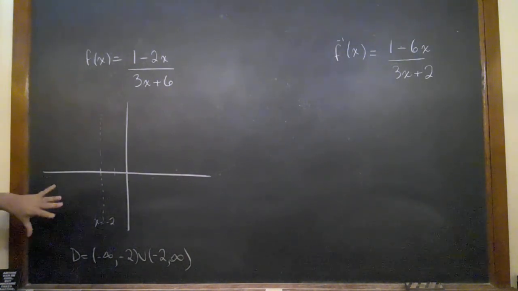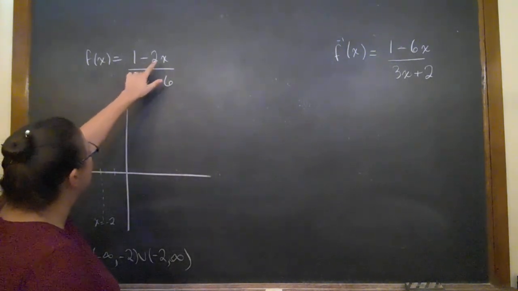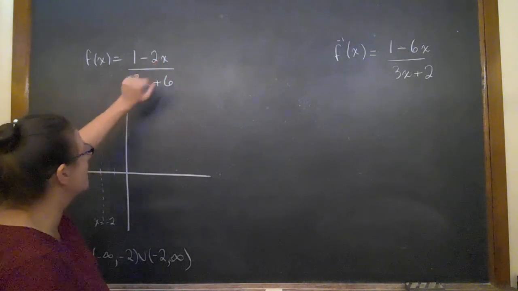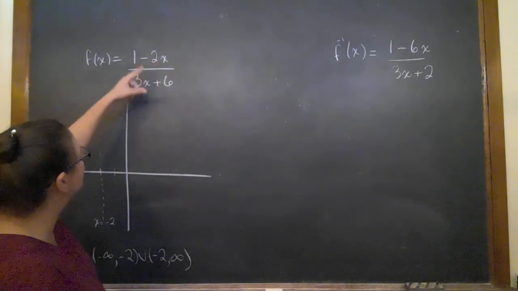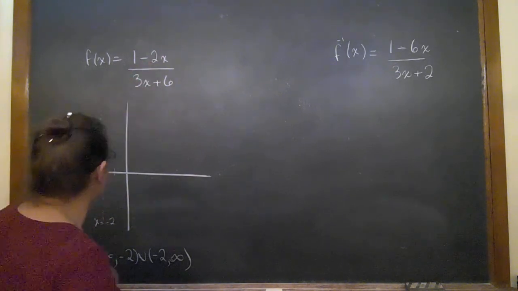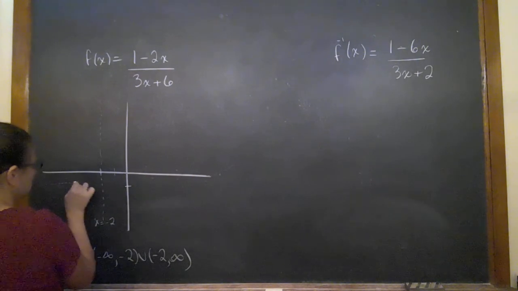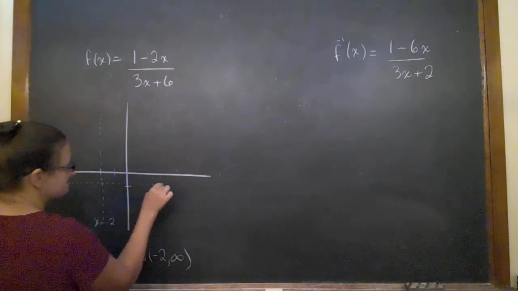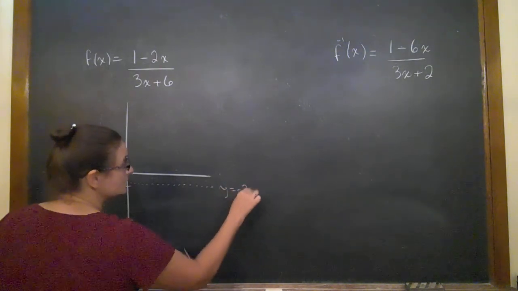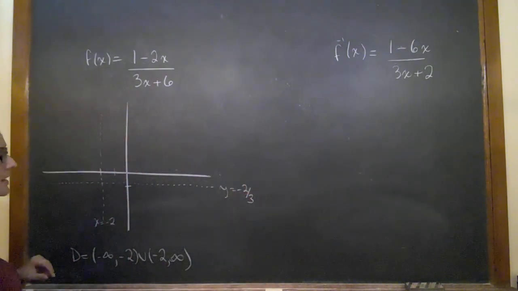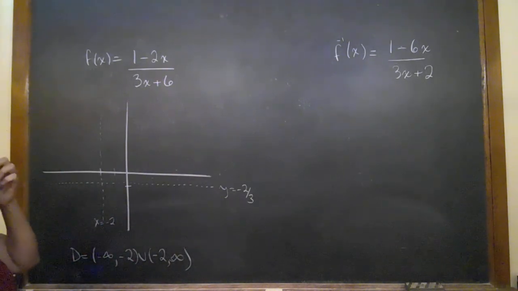I also have a horizontal asymptote. If you remember about the horizontal asymptotes, the powers of x on the top and the bottom are the same, right? So we're going to take the ratio of coefficients, so it's going to be minus 2 over 3. Right? So let me put that in here. That would be my horizontal asymptote, y equals minus 2/3. And that's what I'm going to expect my graph to approach as I go out to positive and negative infinity.